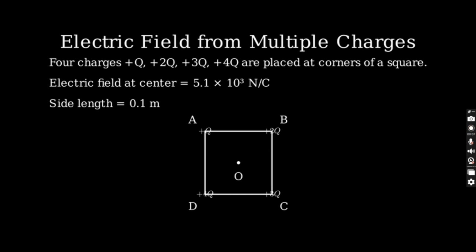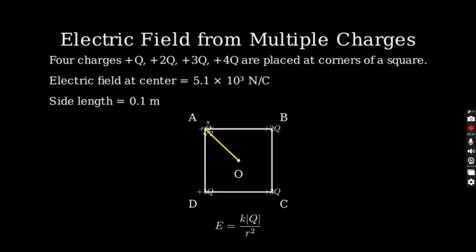Let's analyze the electric field from each charge. First, note that the distance from each corner to the center is the same. It's equal to the side length divided by root 2. The electric field from a point charge is given by Coulomb's constant K times the charge divided by r squared, where r is the distance from the charge.